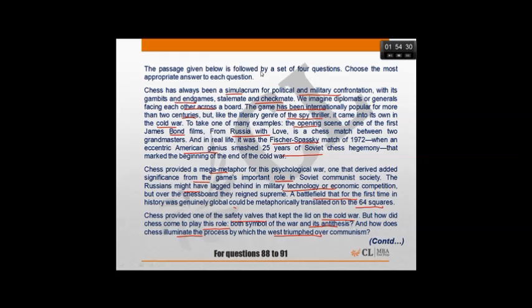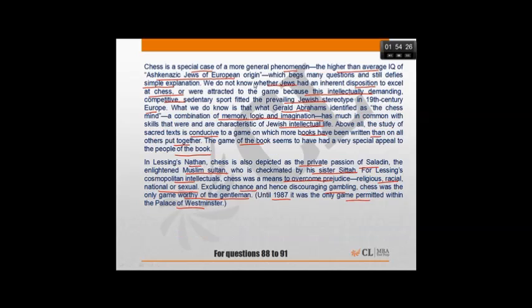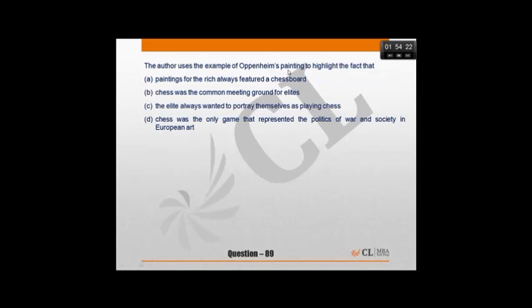Question 88. The word simulacrum, this was there in mock 5 also, and then I was not sure of the meaning. Now I know that it means representation, but let me just look at the choices. Chess has always been a simulacrum of political and military confrontation. It has been a representation, not genesis. Choice C.